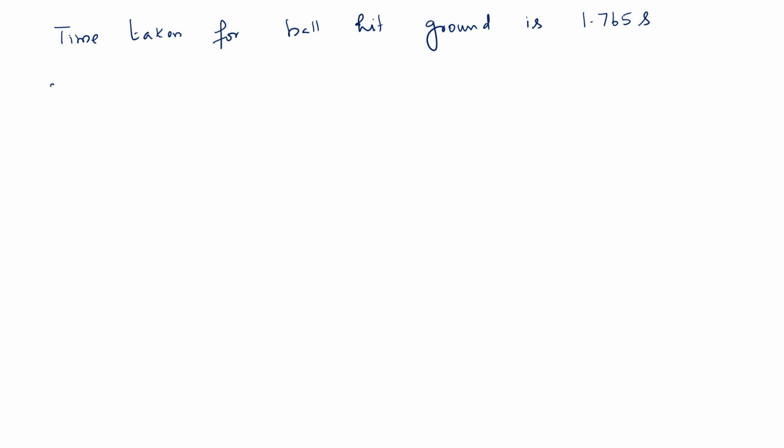So second question, what is the velocity at this time? So what is velocity? v of t equal to derivative of s of t. Already I have s of t, we have s of t equal to minus 16t square minus 8t plus 64. So v of t means derivative of this s of t, which is equal to minus 32t minus 8.